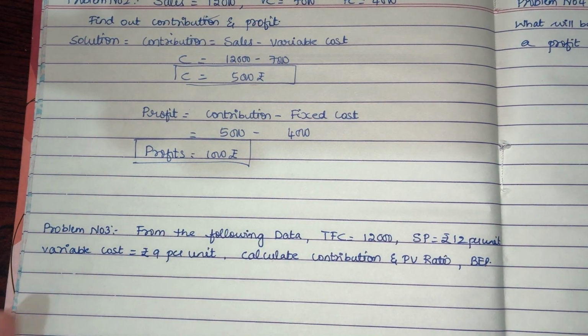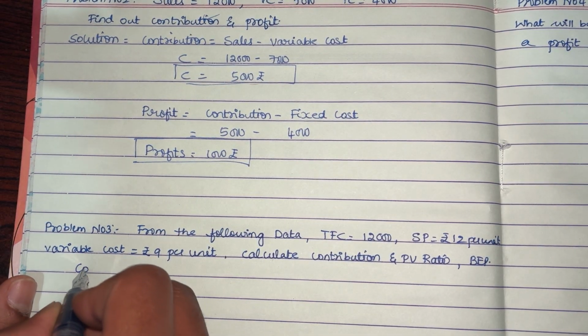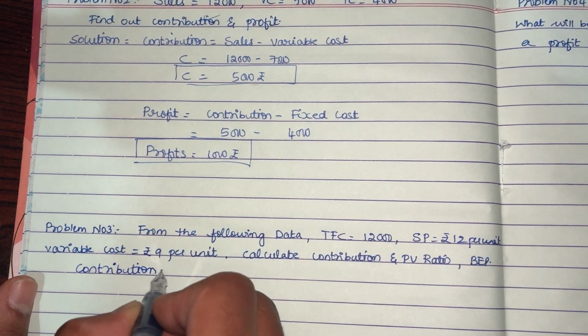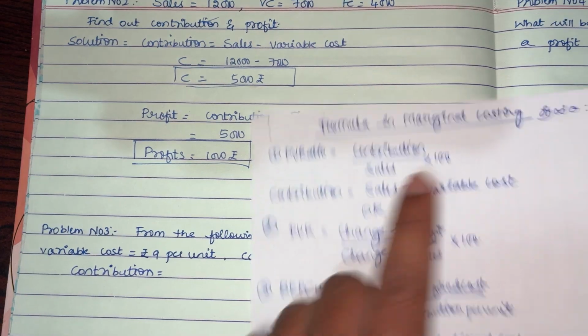So let me try and calculate. Firstly, what have they asked you to calculate? They have asked you to calculate contribution. Students, now let us take this formula sheet. What is the formula to calculate contribution? Sales minus variable cost.